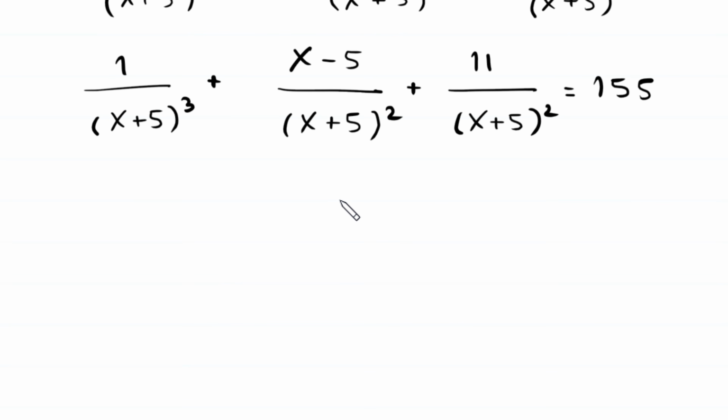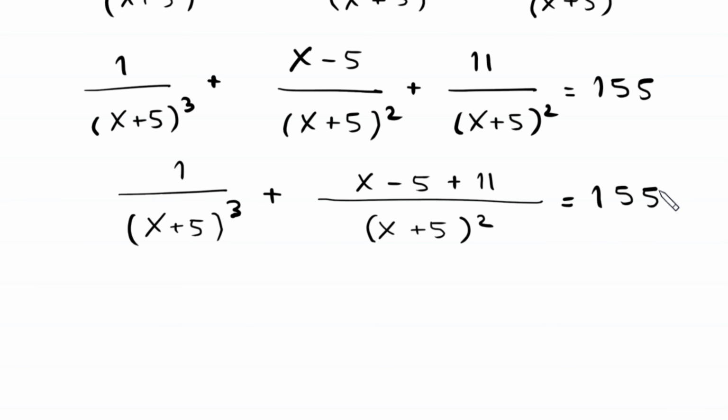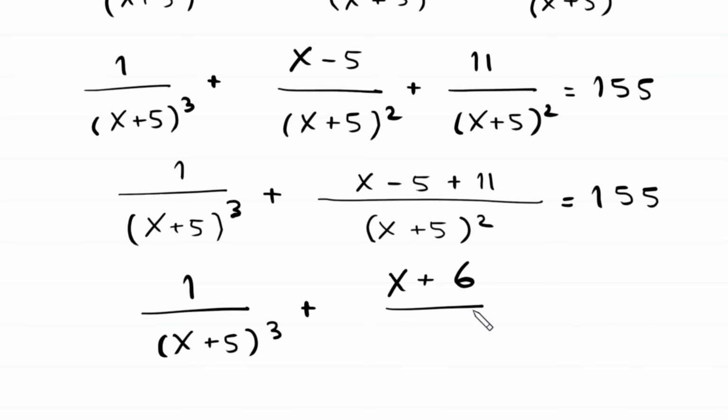Now we write the common denominator (x plus 5) whole squared. So this will become x minus 5 plus 11, plus this remains same, 1 divided by (x plus 5) whole cubed equal to 155. Next, 1 divided by (x plus 5) whole cubed plus this will become (x plus 6) divided by (x plus 5) whole squared equal to 155.